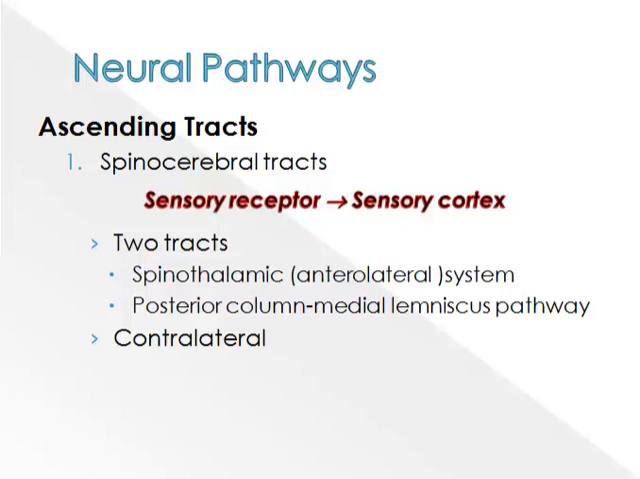The spinothalamic tract, or the anterolateral system, there's two parts of it. There's a lateral spinothalamic tract and an anterior spinothalamic tract. They serve to transmit pain and temperature information, and they are also contralateral, but they decussate at the spinal column level of entry. In other words, where that peripheral nerve enters the spinal cord, that's where it decussates and crosses over to the opposite side of the body.